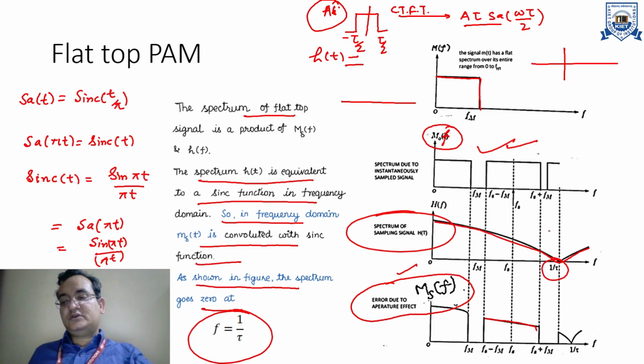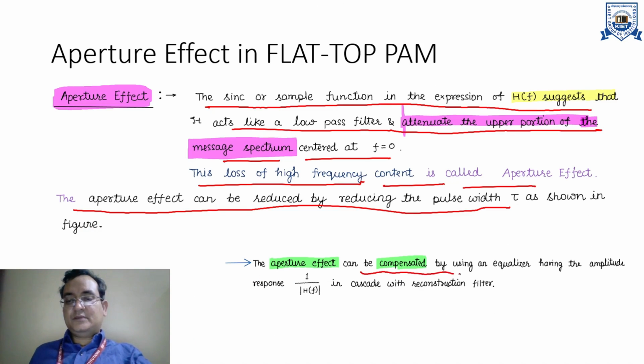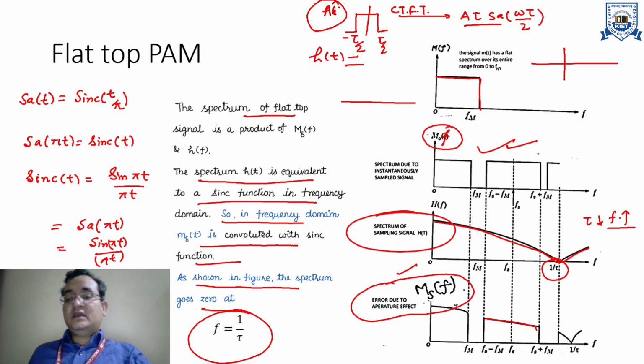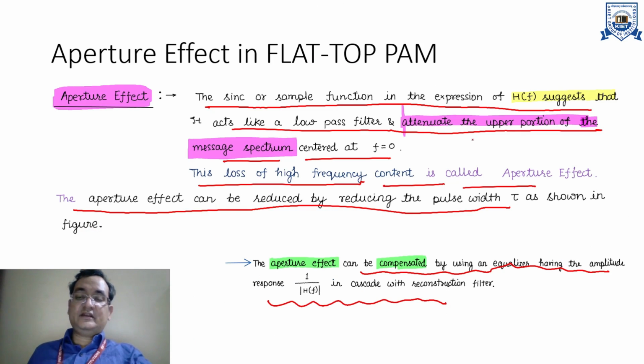Why? Because you can clearly see that the bandwidth is inversely proportional to tau, so when tau decreases, your frequency bandwidth will increase. The aperture effect can also be compensated by using an equalizer with the appropriate amplitude response in cascade with the reconstruction filter. That means I will increase the amplitude of the higher frequency content, so that the amplitude of the higher frequency signal will not be suppressed too much. That's why it is so important.